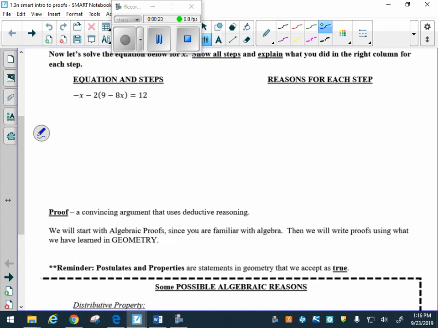Yeah. Distribute the negative 2 to everything inside the parentheses. Okay, good. So this would become negative x minus 18, then what? Sorry, negative 18 plus 16x equals 12. And our reason is just what he said, distributive property.